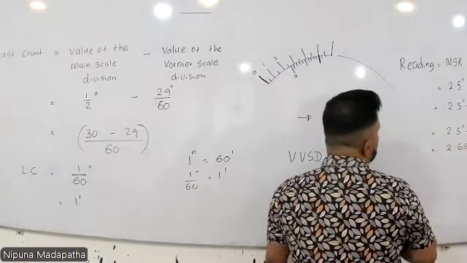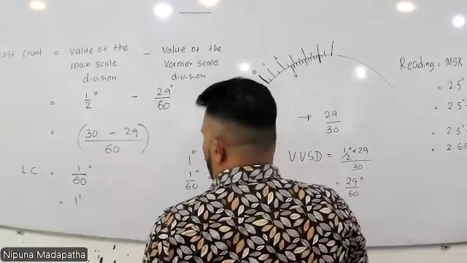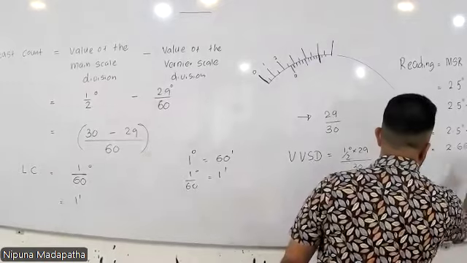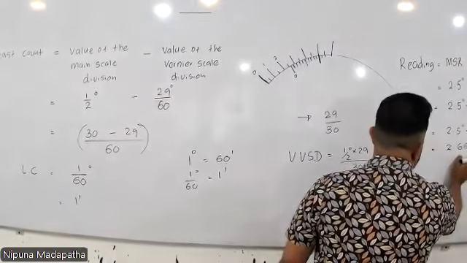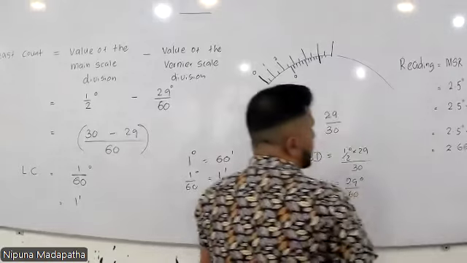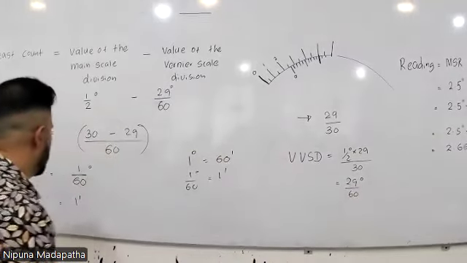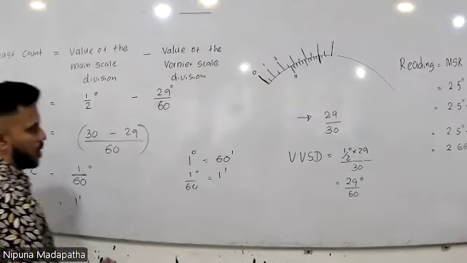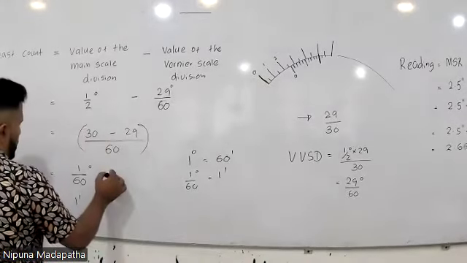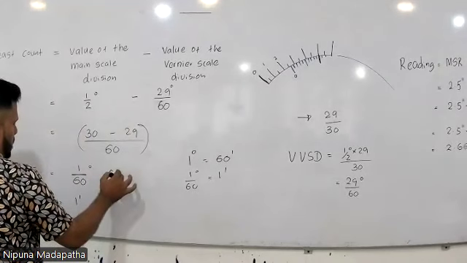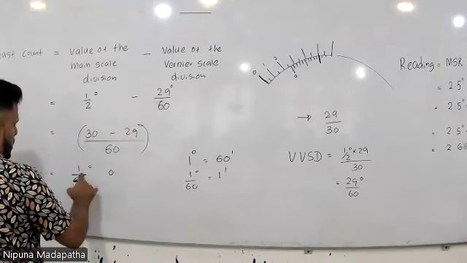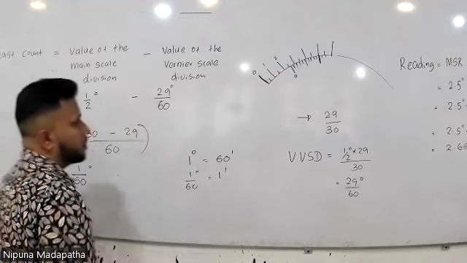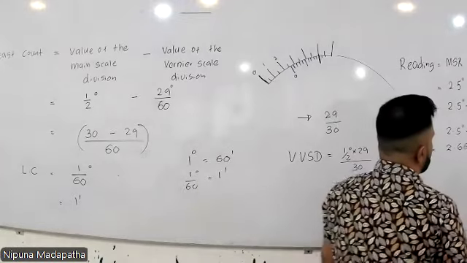So the value is 2.667 degrees. Can you give this measurement to this precision? Yes, you can. You can make it 0.1, like 1/60.